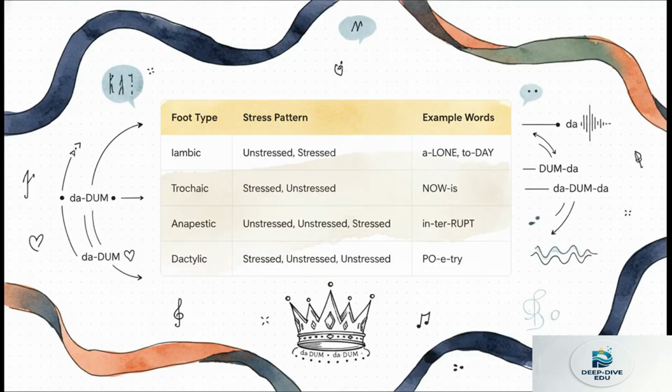And the absolute king of these in English is the iamb. That's an unstressed syllable followed by a stressed one, da-dum. For example, alone, because, today. The iamb isn't some weird foreign pattern. It's literally the most natural rhythmic unit the English language produces. We've also got the trochee, which flips it around to dum-da. And then there are triple meters like the anapest, da-da-dum, or the dactyl, dum-da-da. But for sure, the iamb rules the roost in English.